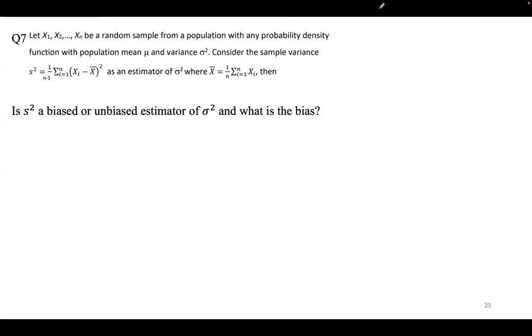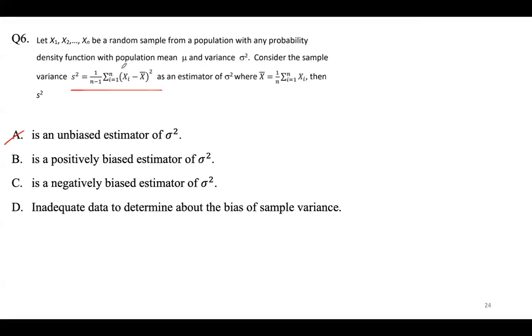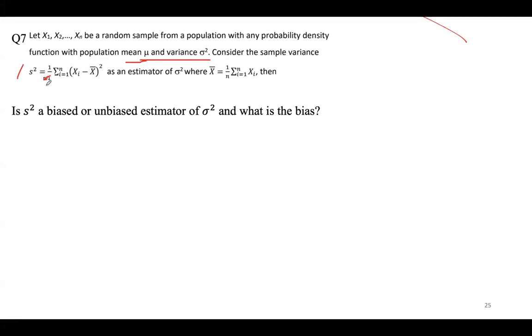Okay. So let X1 to Xn be a random sample from a population. They could have any probability distribution. The only thing is that the mean and variance are given to you. And this is how you're defining the sample variance, right? So here, okay, sorry. This is going to be n here.